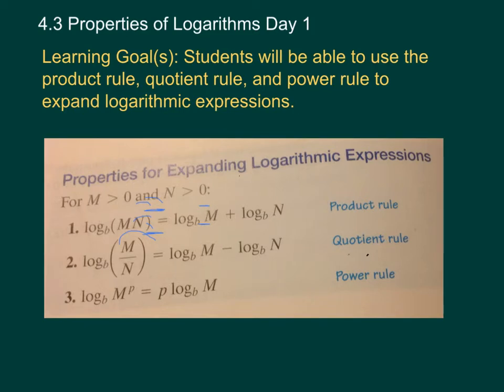The first one is the product rule. Basically, if you're taking the log of a product, you expand it. That means you're separating the terms with addition. If it is the quotient rule, you are separating the division with subtraction. And if it's a power rule, the exponent always comes down to the front of the log of the term that you're expanding. So those are the 3 rules that you need to know.